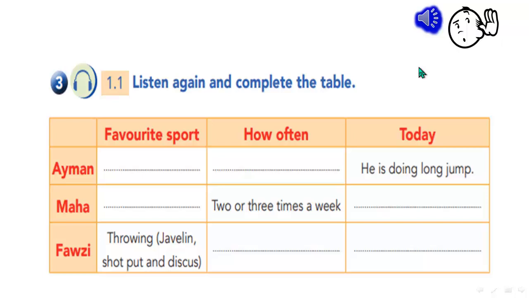Fauzi. Throwing is my favourite sport. Javelin, shot put and discus. I practice them twice a week. My favourite is javelin. Today I'm training with a specialist trainer. It's really exciting because he's an Olympic athlete.